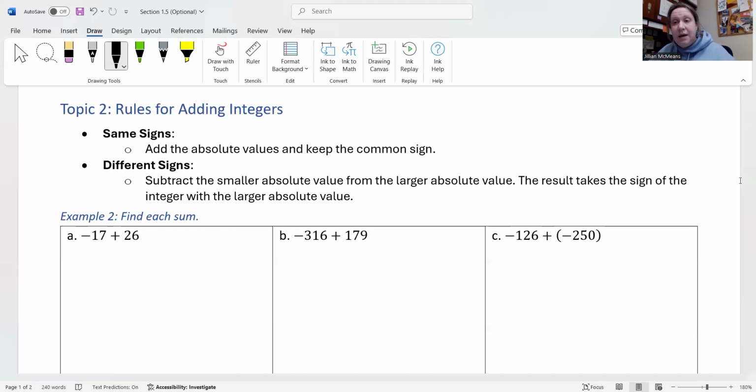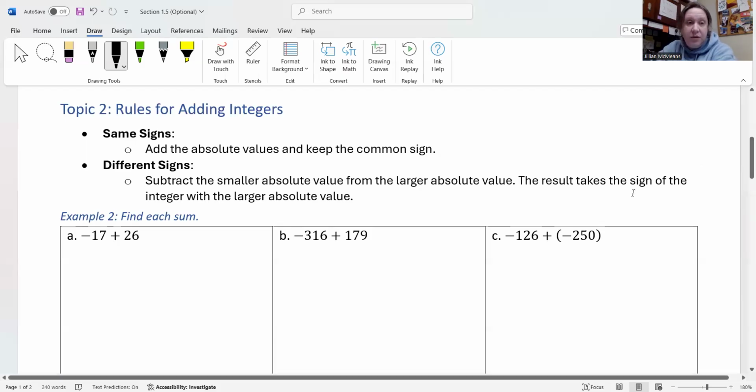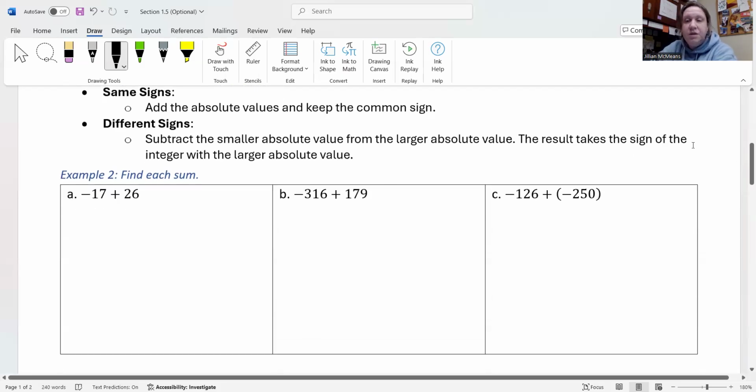And then at the end, whichever number had the larger absolute value, so again, kind of forgetting signs, what was the bigger, and then figure out what the sign for that number was, that's going to tell you the overall sign for your final answer. And I'll explain this a bit more in depth when we get into the examples, okay? So for example 2, we want to find each sum. That just means add, okay?